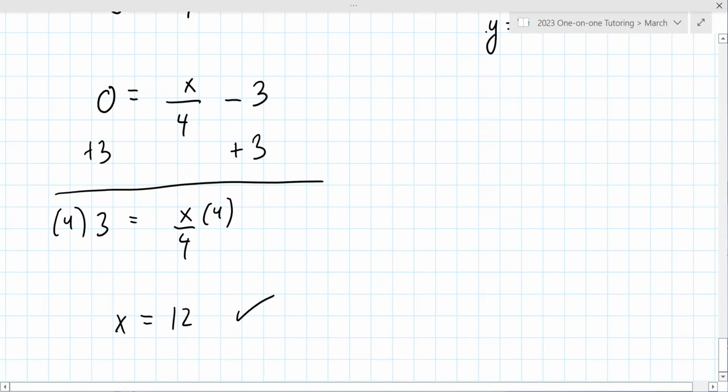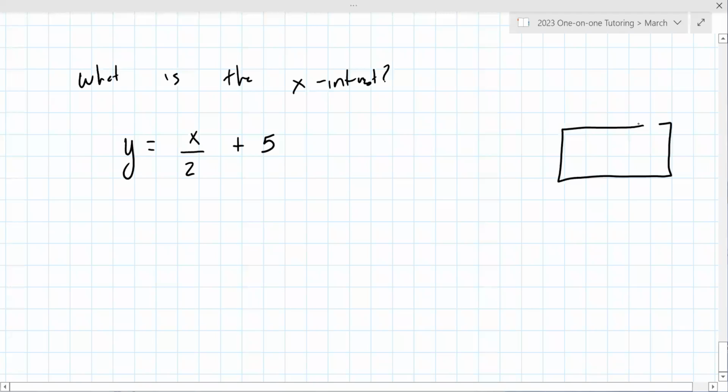Yeah. All right. What is the x-intercept? Y equals x divided by 2 plus 5. All right, so go ahead and work this out. I just want the final answer. Let me know if you have any questions.